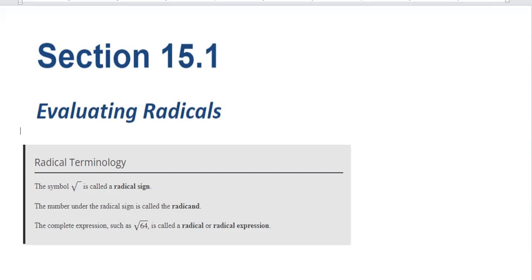What is a radical? You've seen them before. Sometimes they freak people out, but let's go through the terminology here. The symbol right there is called the radical sign. The number under the radical sign is called the radicand. And the complete expression, such as the square root of 64, is called the radical or radical expression.